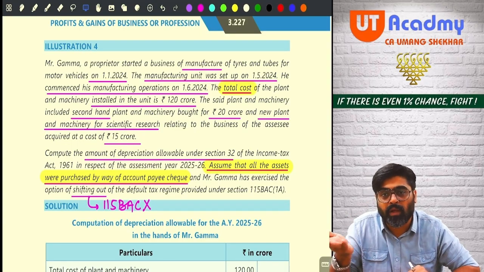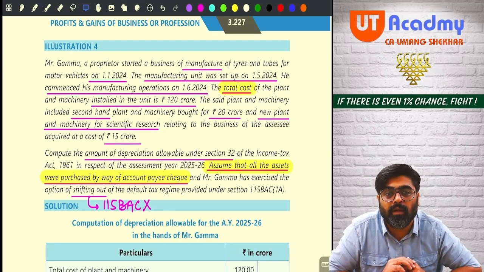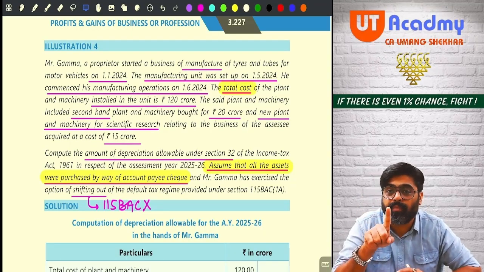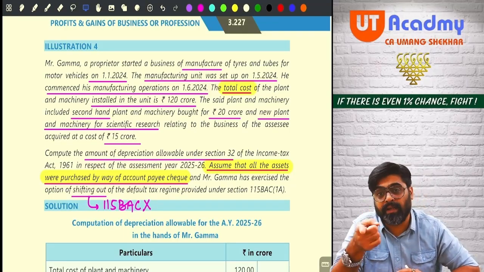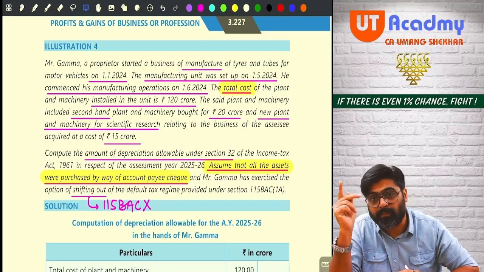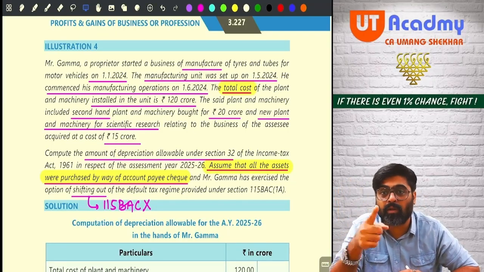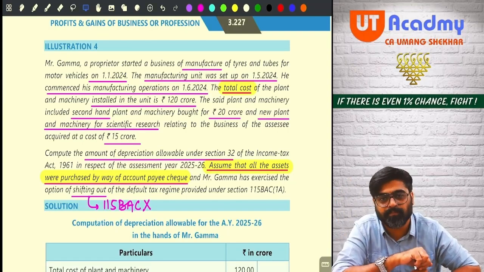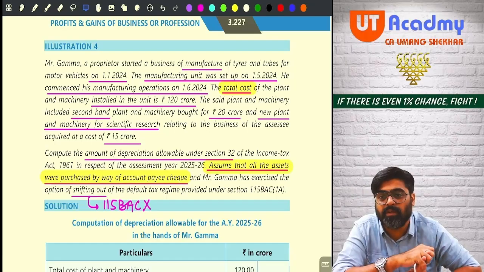So no normal, no additional on this 15 lakhs. Hello sir, will you get normal on second hand? Yes, but you will not get additional on second hand. But on the balance, no. On the entire balance plant and machinery, you will get normal also, you will get additional also. This is so easy, very easy question.